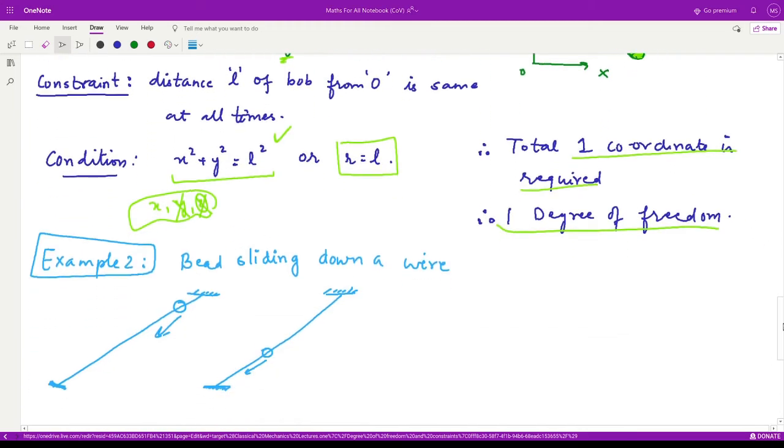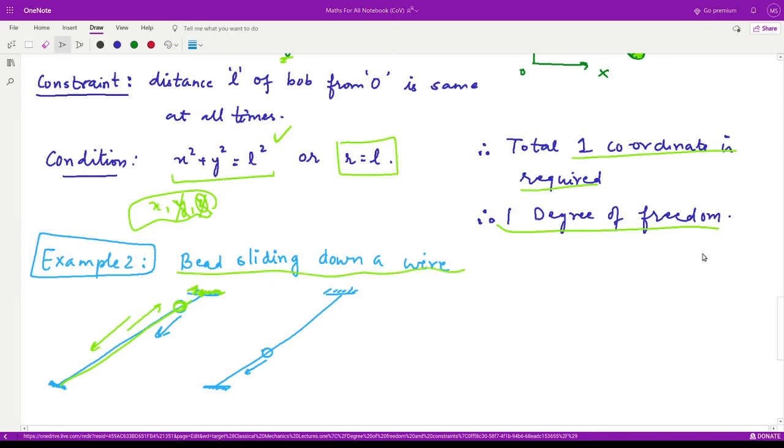Let us see another example. Suppose there is a wire. This is some solid surface, and a wire is attached from this surface to another surface over here. It is going from there to here. And there is a bead which can go up and down this wire. Right now it is moving down and has reached over here. So a bead is sliding down a wire.